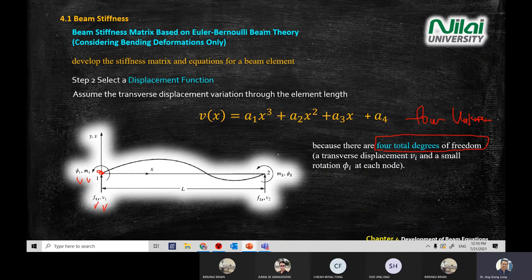You have a total of 8 for this structure. Right, 4 degrees of freedom for 1 point. Okay, 1 point you have 4 degrees of freedom. Or you can imagine as point 1, it can move up, it can rotate at a certain degree, and there's a force at that point. So there are 4 unknowns.